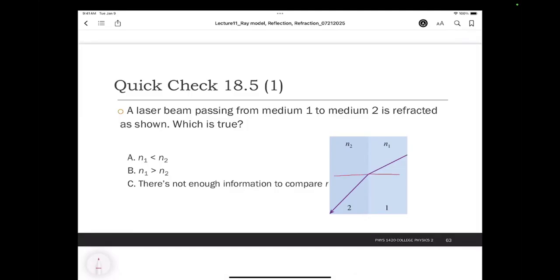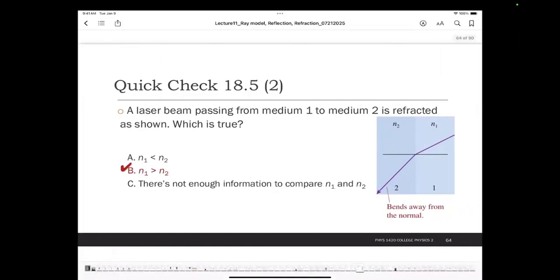This is theta 1 and this is theta 2. You can see obviously theta 2 becomes bigger, which means the index will become smaller. So n1 is greater than n2, because theta 1 is smaller than theta 2. That makes sense to you? So the right answer should be B, because it bends away from the normal, and the angle becomes bigger.